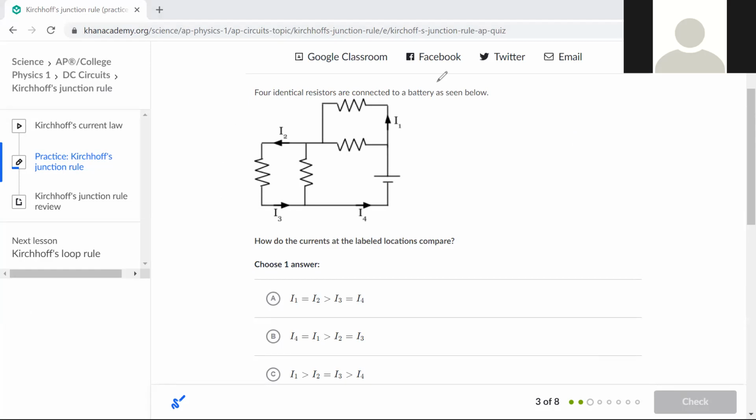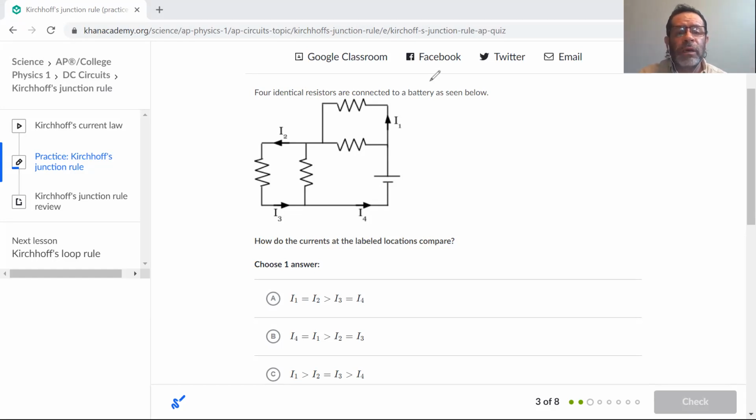Okay, yes. So let's analyze. It says 4 identical resistors. Remember, the values of the resistors are important. Not the exact values, but whether they're the same, larger, or smaller, because of the currents. Remember that the resistor is a restriction, an opposition to the flow of current. So we've got 4 resistors that are exactly of the same value, and they're connected in this array that we have here. How do the currents at the labeled locations compare? We want to know what's happening there.